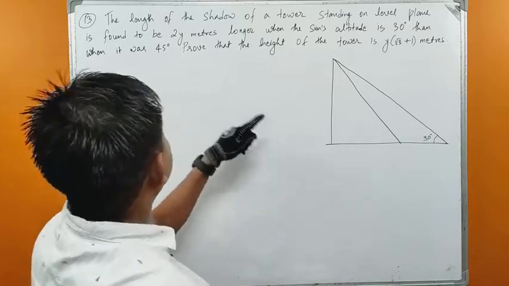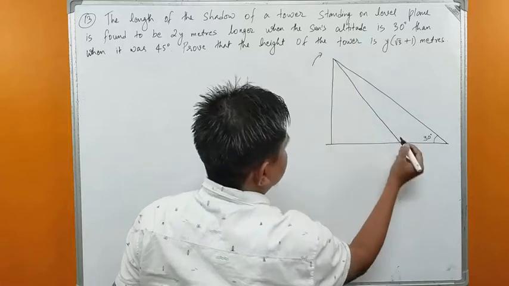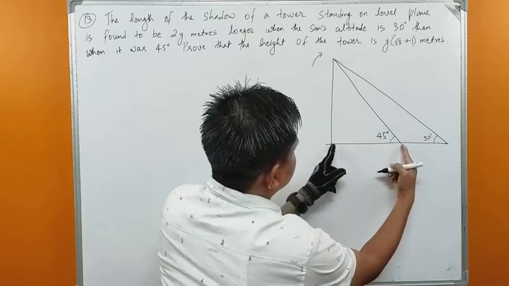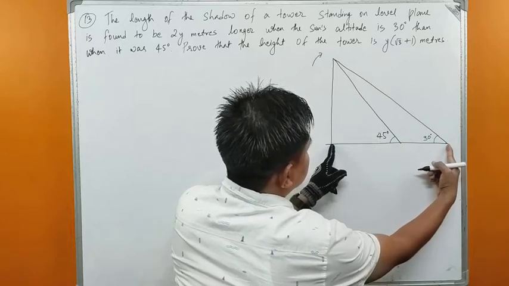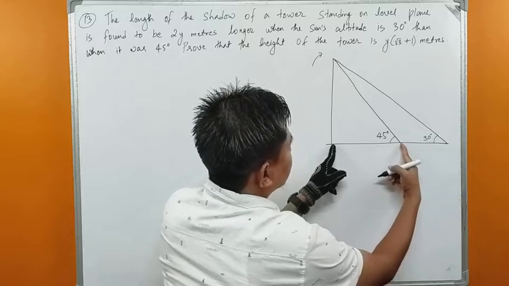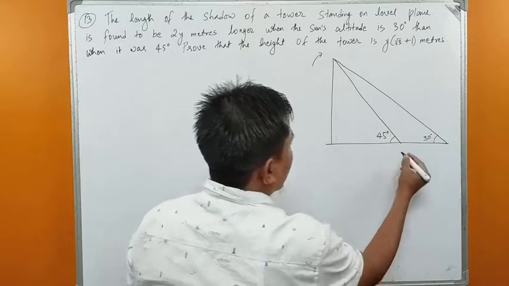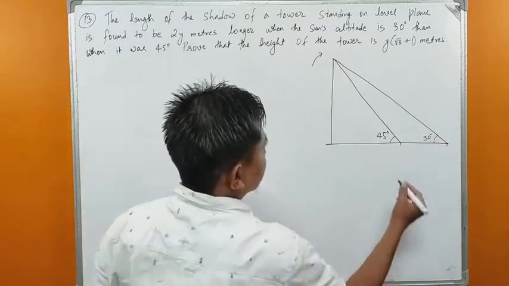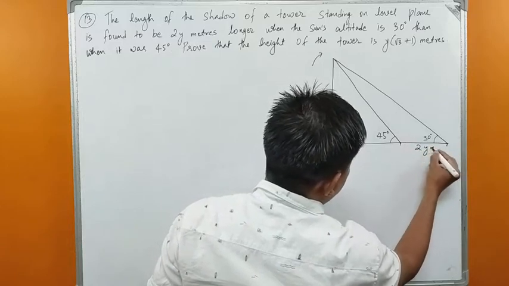Now when the sun's altitude changed to 45 degree, means when the sun rose high up, the shadow became a little shorter, isn't it? 45 degree, the length of the shadow is this much. When the sun's altitude was 30 degree, the length of the shadow was this much, and when the sun's altitude changed to 45 degree, the length of the shadow is this much. By how much meters did the shadow change? By 2y meters. Okay, the distance from this point to this point is 2y meters.